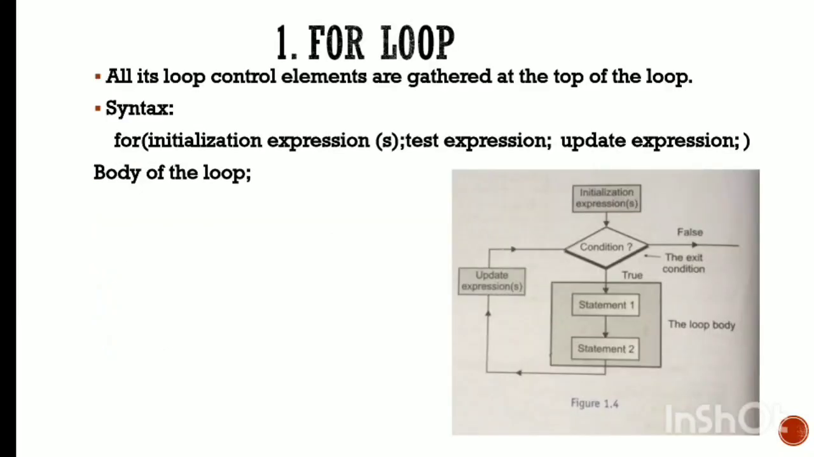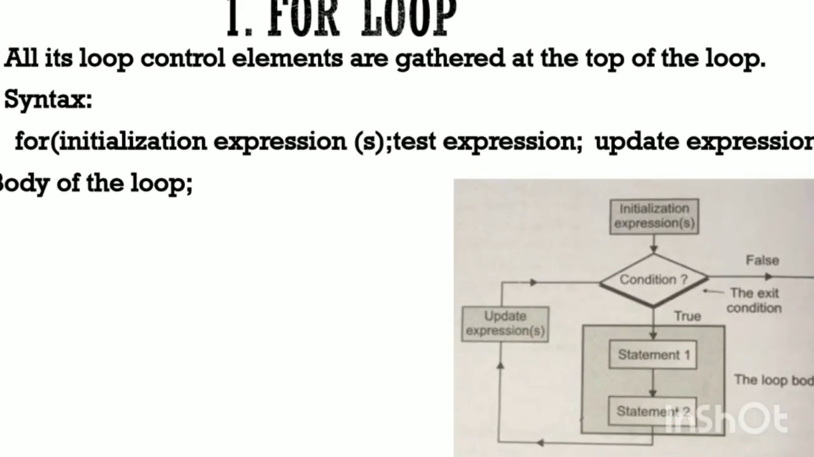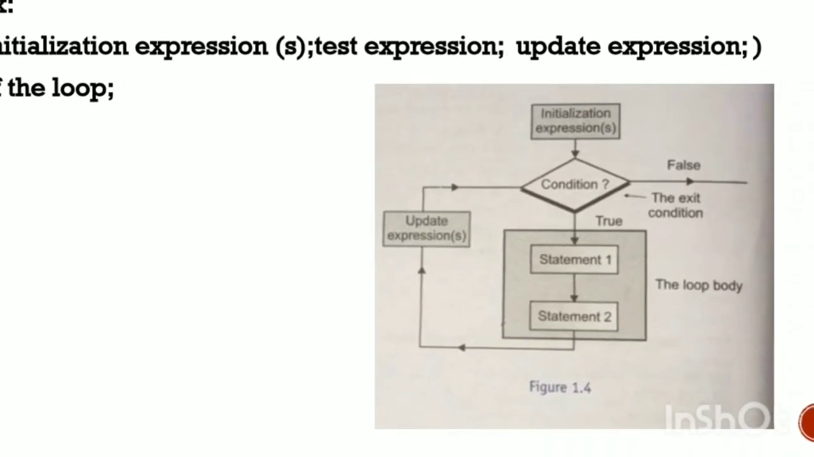All its loop control elements are gathered at the top of the loop. The syntax which I have mentioned here: for, initialization expression, test expression, update expression. Three things: initial value, test, which means condition, and update. After the condition, the value will be changed. Here is the body of the loop. If the condition is true, it executes the statements.